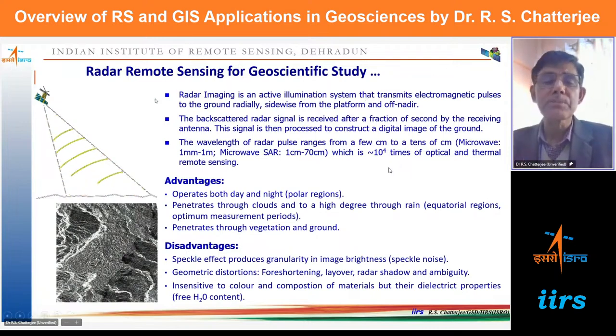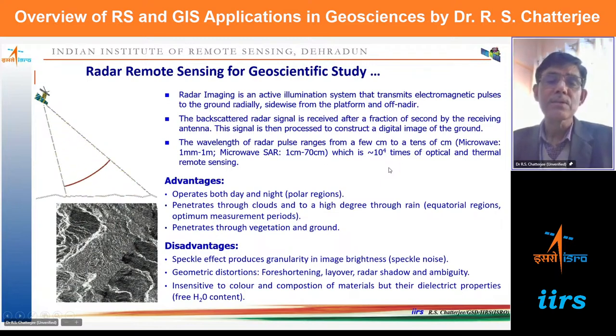And you know the microwave region is basically 1 millimeter to 1 meter, whereas synthetic aperture radar is 1 centimeter to 70 centimeter. Whereas in the optical region, it is in micrometer, but in this case, it is centimeter, which means it is 10 to the power 4 times that of optical and thermal remote sensing. The wavelength you are using in microwave remote sensing is at least 10 to the power 4 times the wavelength of the optical and thermal remote sensing.